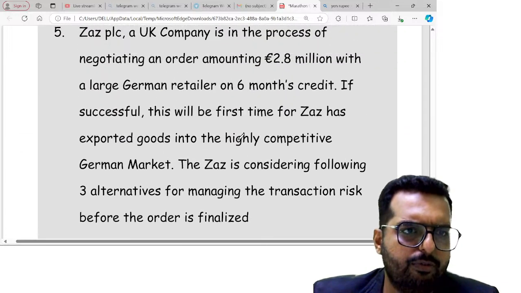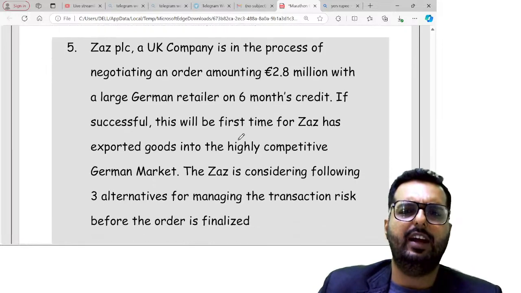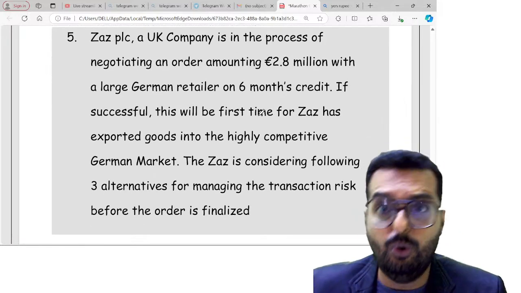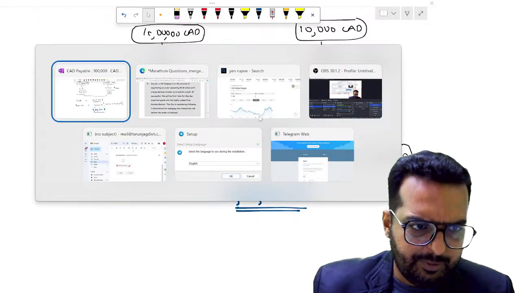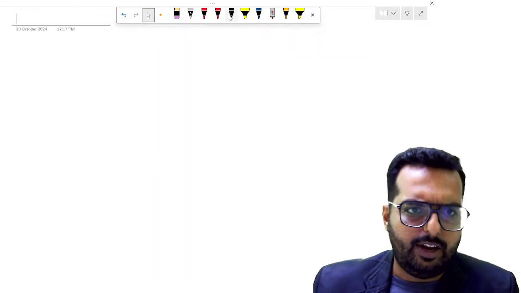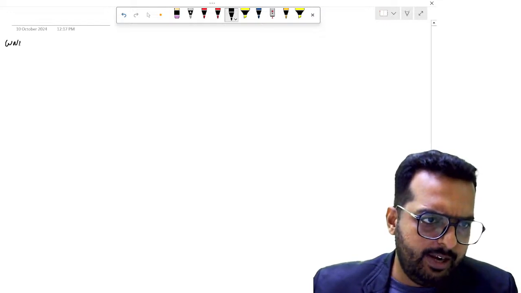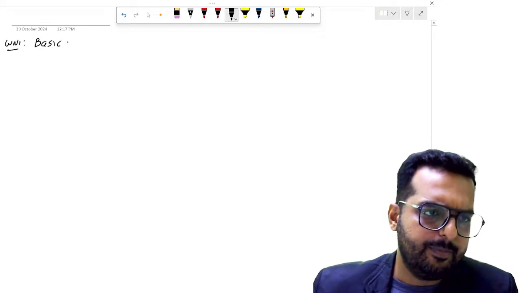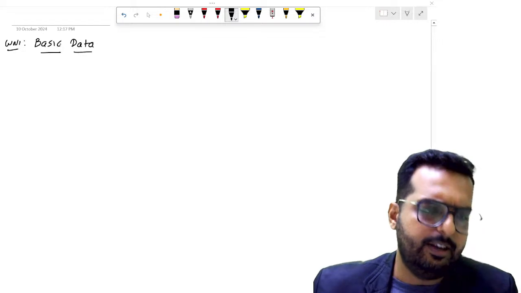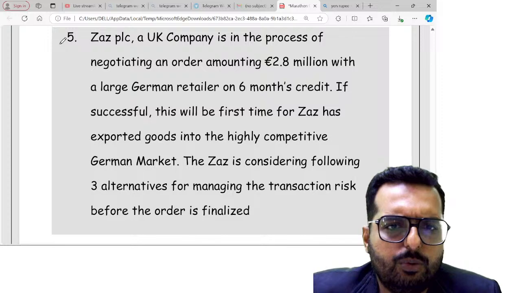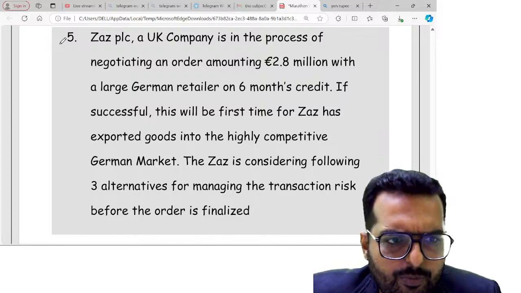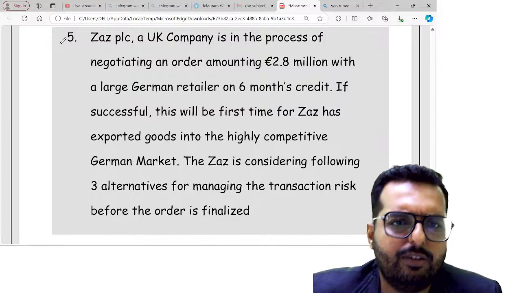Let us go to question number 5, ZAS PLC. I think this is the last question, and this is similar to the $1 lakh question that we have done earlier. So I'll write down over here working note number 1, basic data. ZAS is in the process of negotiating an order of 2.8 million euro with a large German retailer on 6 months credit.